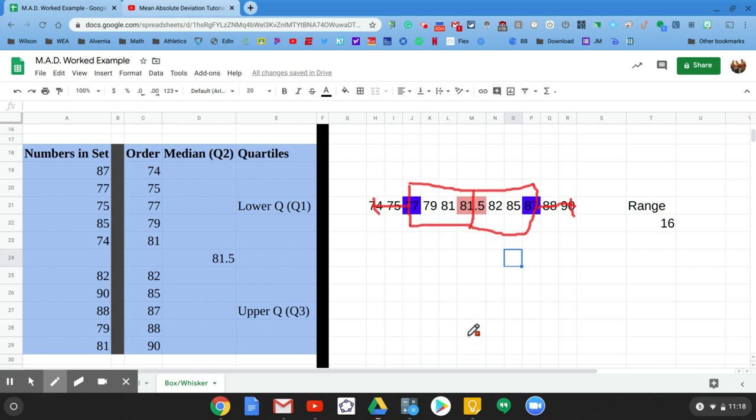Okay. So it's a very quick overview. The only other thing you could calculate would be the interquartile range. And that would be, again, quartile 3 subtract quartile number 1. So in that case, quartile 3 is 87 and quartile 1 is 77. You have an interquartile range of 10.